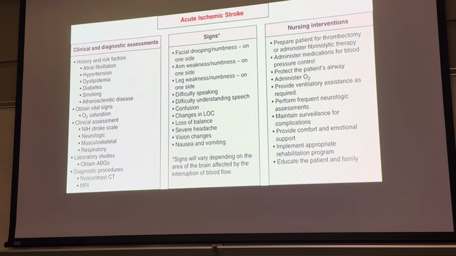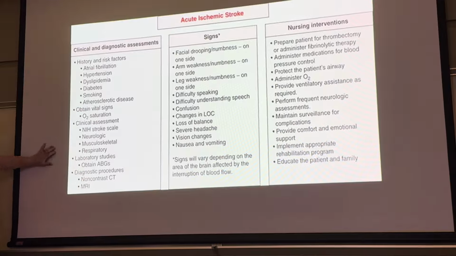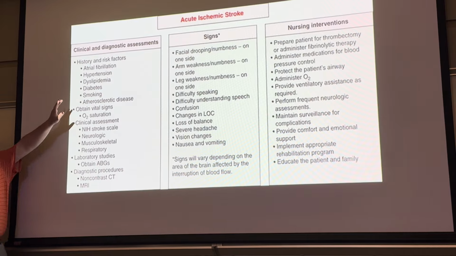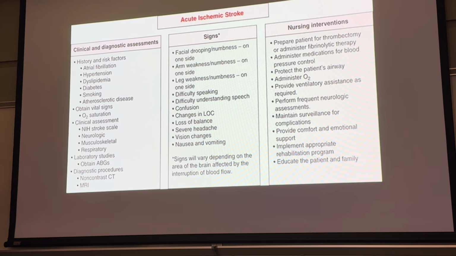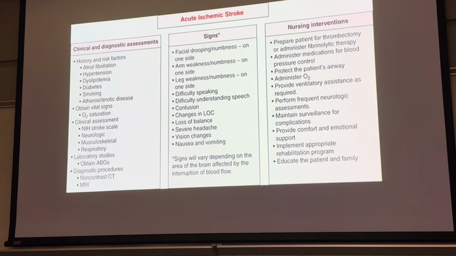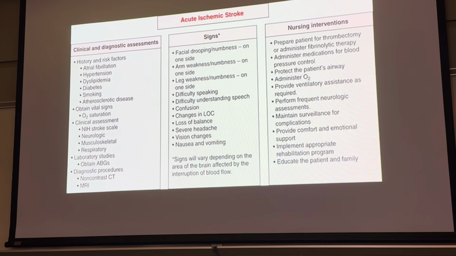Really good chart overall for your ischemic strokes right here. My risk factors, what kind of things I'm thinking about. Remember that AFib is a big indicator of potentially a stroke. Other history could be hyperlipidemia, hypertension, smoking risks, diabetes.